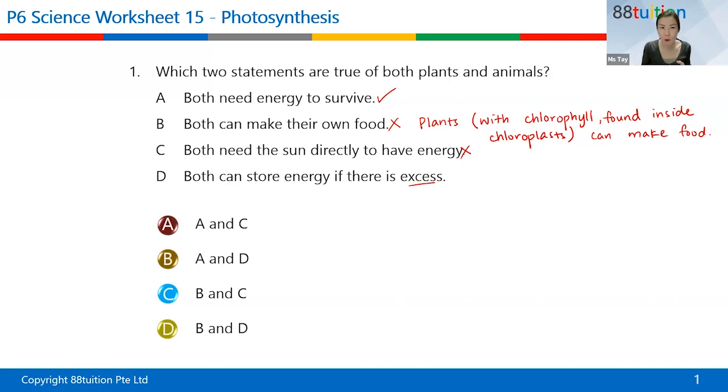How do plants store excess? Store it in the fruit. They store it in the fruits. Sometimes they store it in the roots also, like potato, right? So I see some interesting responses.